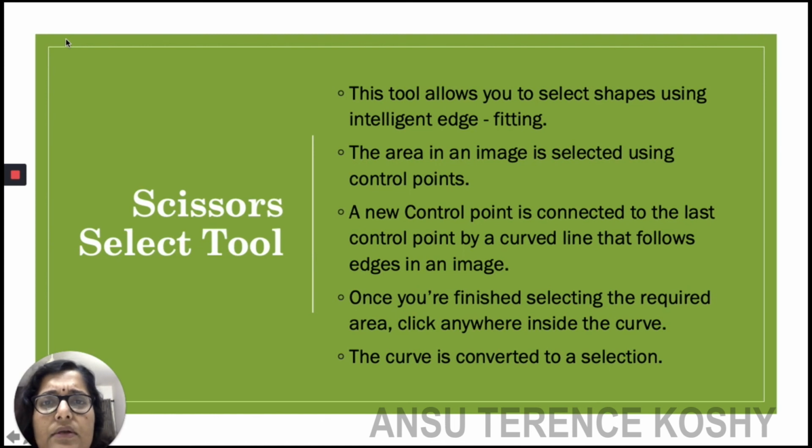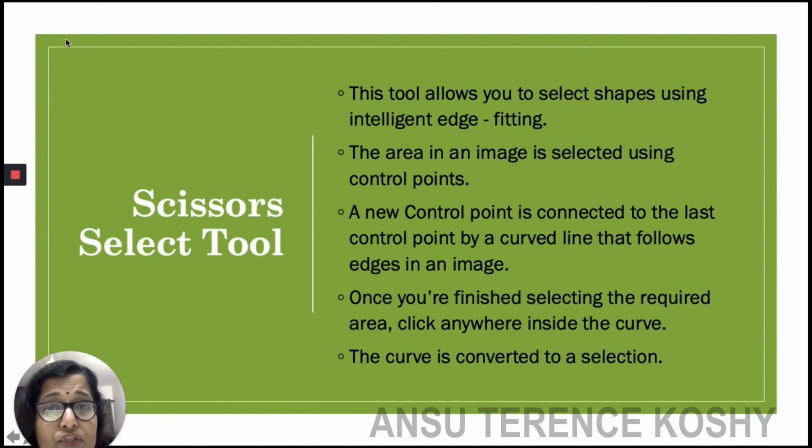That is, you cannot select the whole image at one go. You need to go from point to point around the image. A new control point is connected to the last control point by a curved line that follows the edges in an image. That is, it is like you are connecting dots around the image. The advantage is you are able to do it in the form of curves that will fit around the image.